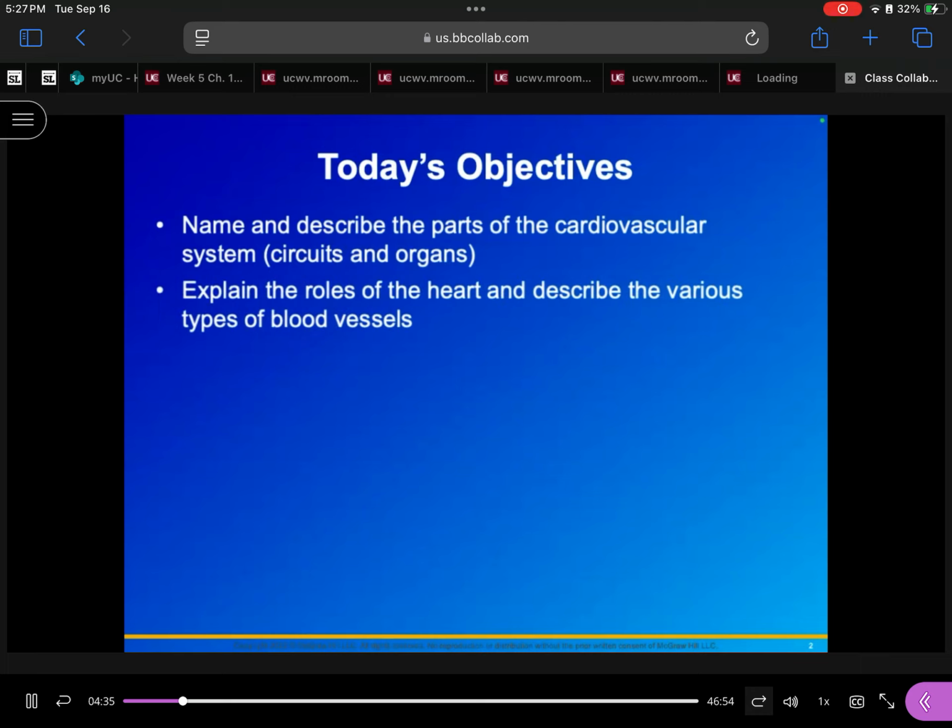Next, explain the roles of the heart and describe the various types of blood vessels. We will go into a lot more detail about each of the types of blood vessels later, but for right now, I need you to understand the different types, what type of blood they are carrying, and what their color is depending on which circuit we're in. I'll explain more in a few minutes.